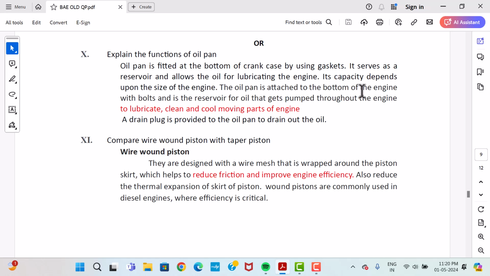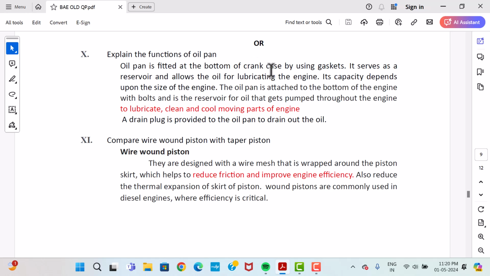The oil pan is attached to the bottom of the engine with a bolt and is the reservoir for oil that gets pumped throughout the engine to lubricate, that is very important, to lubricate, clean, and cool moving parts of the engine. The lubrication oil has a lot of functions. It is not only to lubricate, sometimes it cleans, sometimes it also cools the moving parts of the engine. A drain plug is provided to the oil pan to drain out the oil whenever we have to conduct scheduled maintenance. We have to remove the oil using this drain plug.